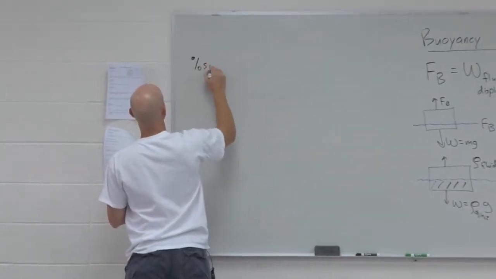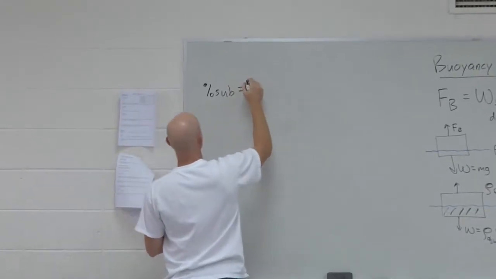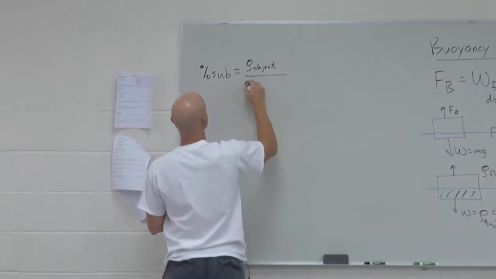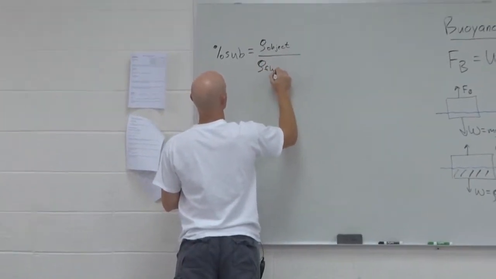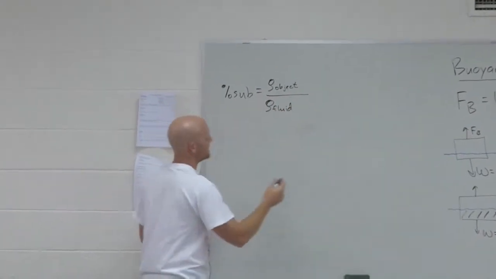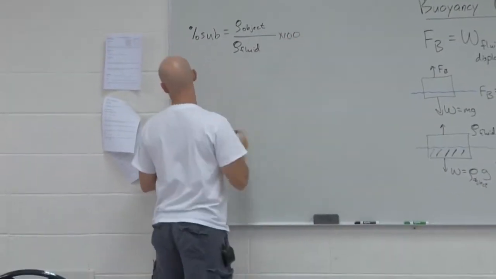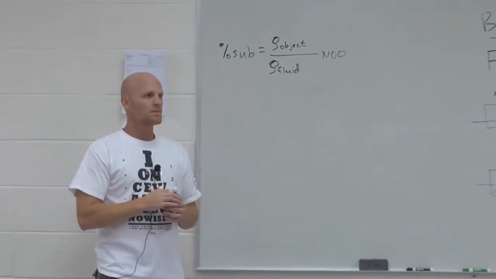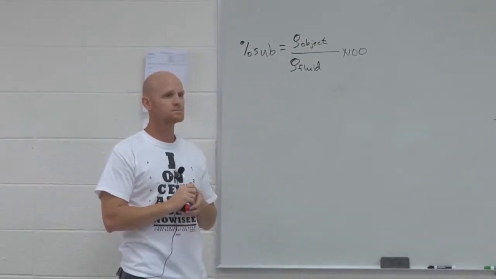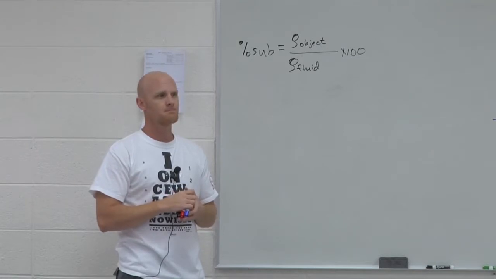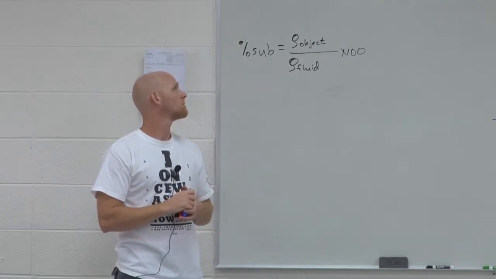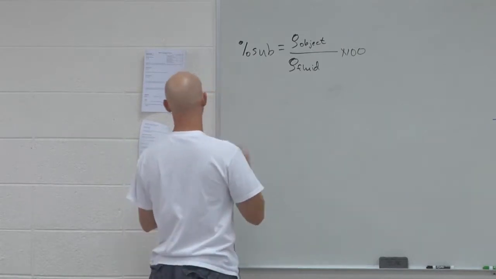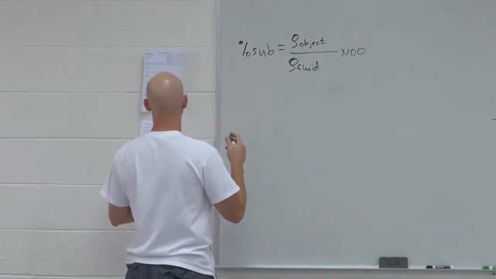But if you look at the percent of an object that is submerged, it's equal to the density of the object relative to the density of the fluid, and then being a percentage, times 100. Cool. So let's just take that straight to a couple examples.